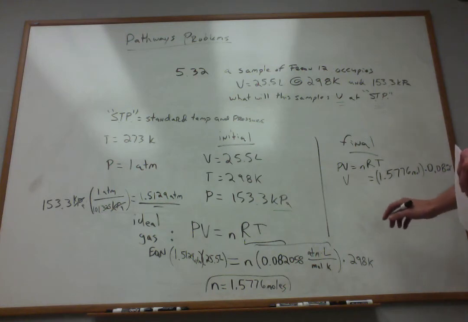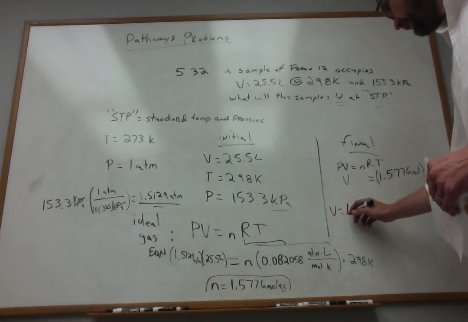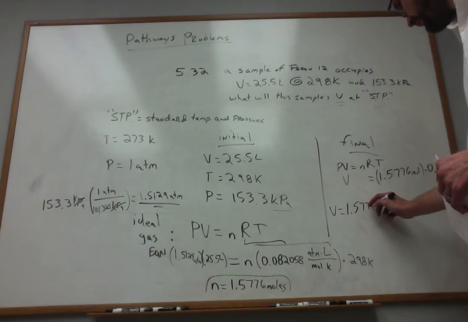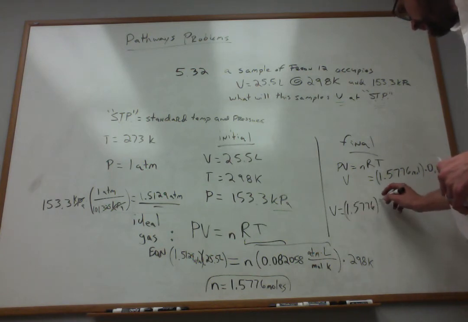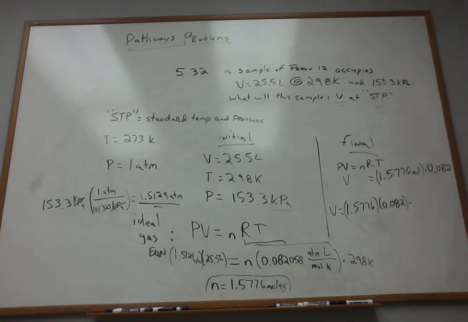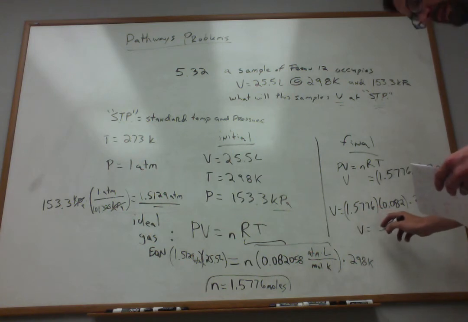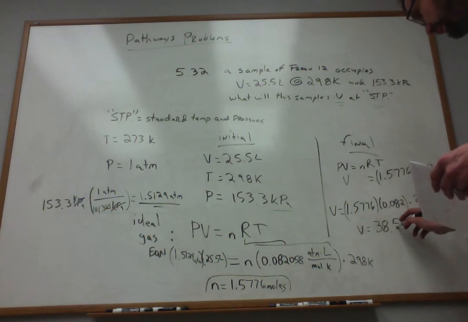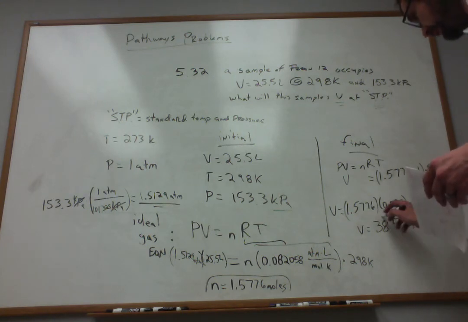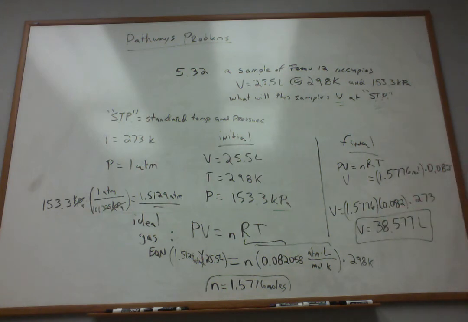Now I'm running out of space here. I guess I should maybe just rewrite it down here for clarity. So 1.5776, I got to multiply it by my R, the 0.082 number, that's my gas constant, right? And then I got to multiply that by my T, which is my temperature at STP, which is 273. So plug that all in, plug and chug. I do the math on that, and I find my volume under this condition is 38.577 liters. So my final volume is a little over 38.5.